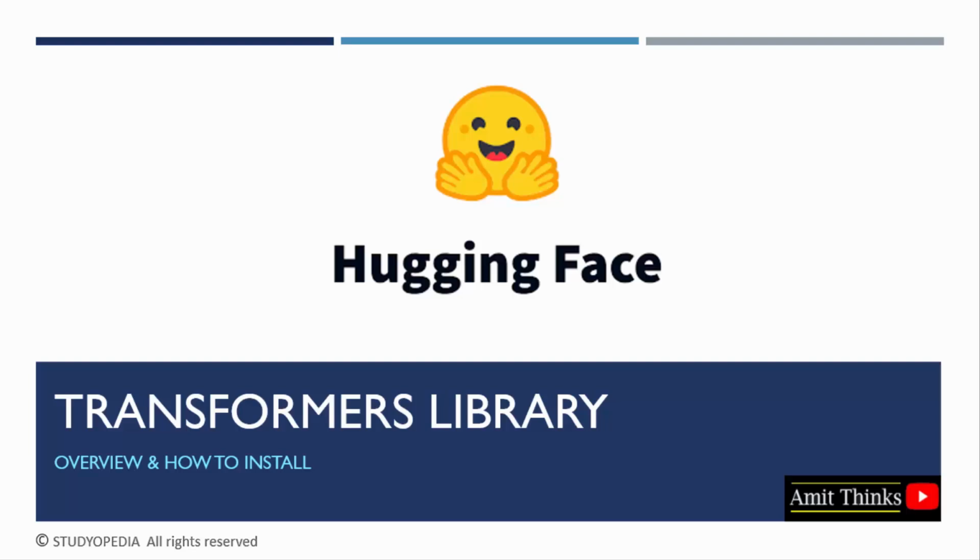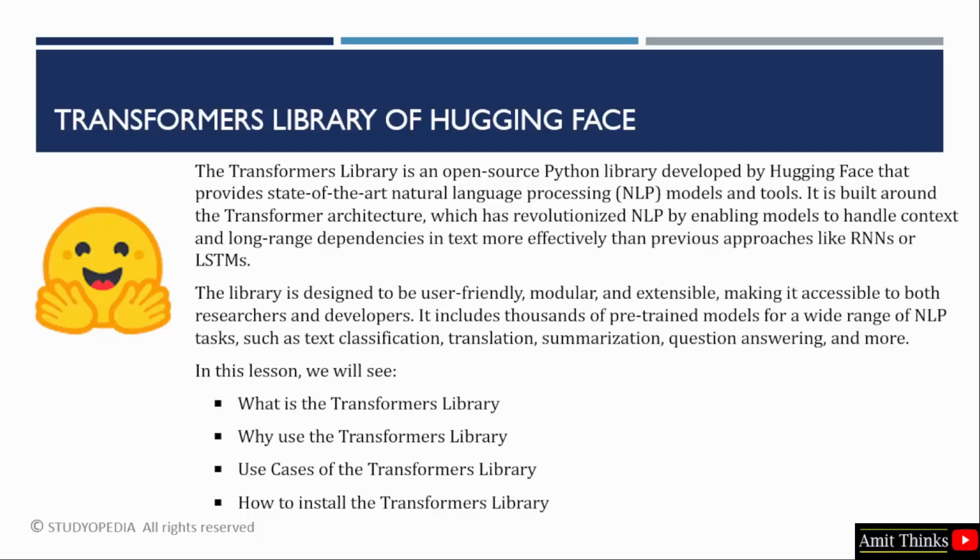In this lesson, we will understand the transformers library of Hugging Face. We will also learn how to install it. Let's see. The transformers library is the core library for pre-trained models and pipelines. It is an open source Python library. As I said before, Hugging Face developed the transformers library and it is modular and extensible.